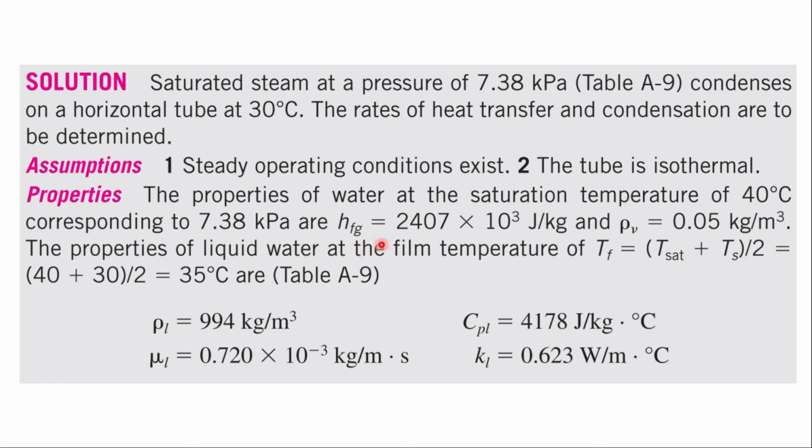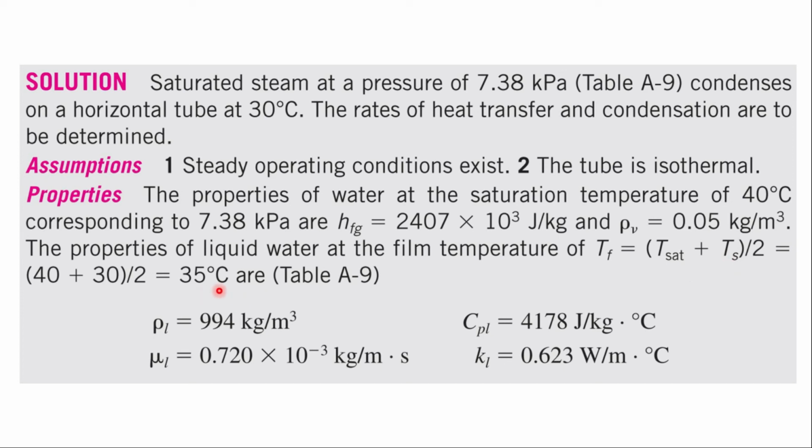So the enthalpy of vaporization at this temperature or pressure is given here, and the density of the vapors is also given here. Most of the time I have said that the liquid properties must be determined at the average temperature of the saturated temperature and the surface temperature. The saturated temperature is 40 degrees centigrade and the surface temperature is 30 degrees centigrade, and if you take the average, it will become 35 degrees centigrade. So you have to determine the liquid properties.